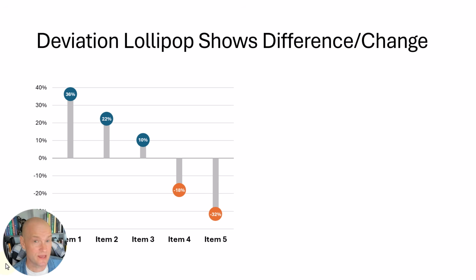So we've made deviation lollipop charts before. I'm going to link above and below to that video, so go and check that out if you want to know how to make this one. But it is possible to make a horizontal version of the deviation lollipop.